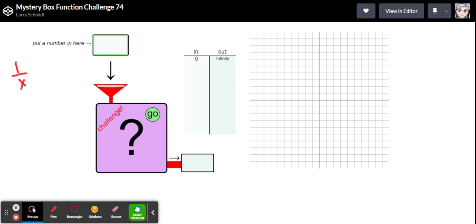Let's put in a 1. Okay, 1 gives us 1. If this is just 1 over x, that would be the case. How about 2? No. Okay, so it's something different than just 1 over x. How about 3?